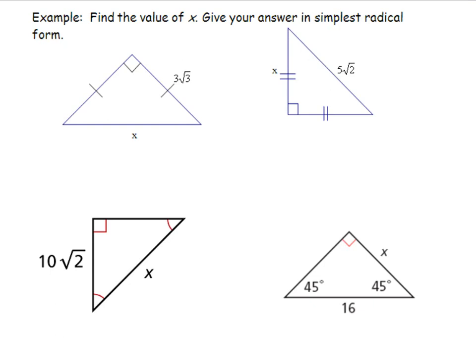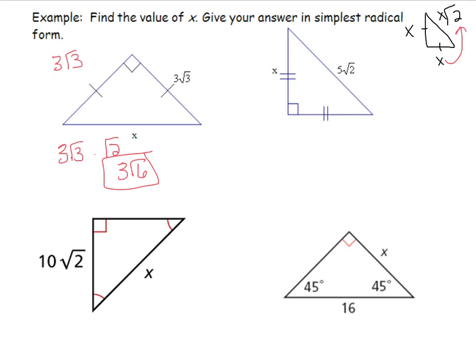Alright, so we're going to do some examples. These first couple examples I'll do with you, and then I want you to try the next two, okay? So, remember, if you have a 45-45-90, your legs are the same, and you multiply by the square root of 2 to get the hypotenuse. In this first example, one leg is 3 square roots of 3, so the other leg should be 3 square roots of 3. Now to find the hypotenuse, I multiply by the square root of 2. 3 square roots of 3 times the square root of 2 gives me 3 square roots of 6.